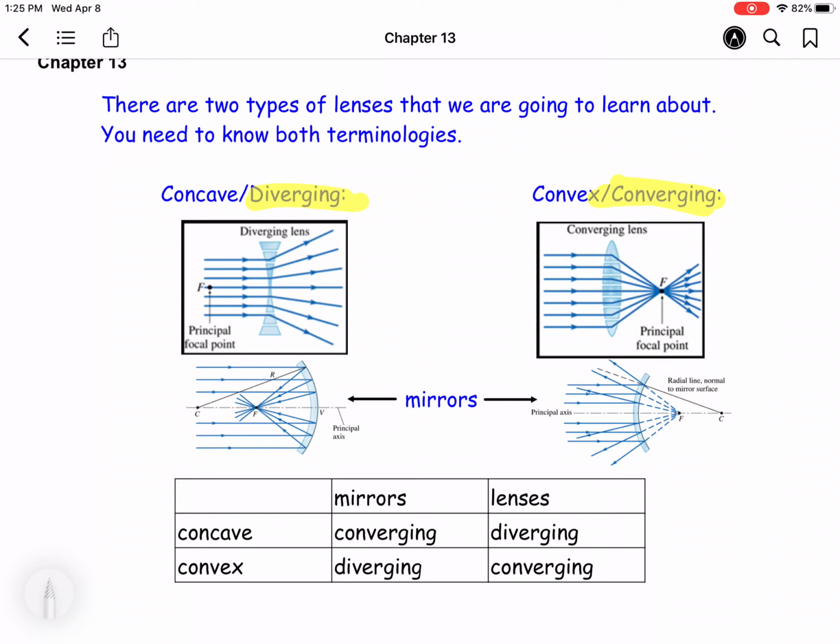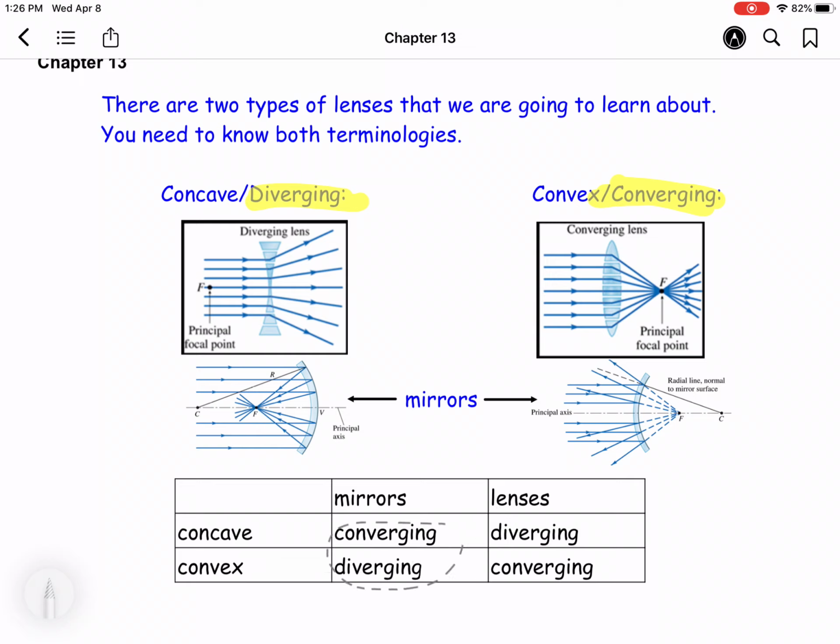Now these are what's called double diverging and double converging lenses. See how it's concave on both sides, and this is convex on both sides. You're only going to deal with double lenses in this, so everything we learn is really only for these two types. You basically have four things you're learning about: a concave mirror, concave lens, convex mirror, convex lens.